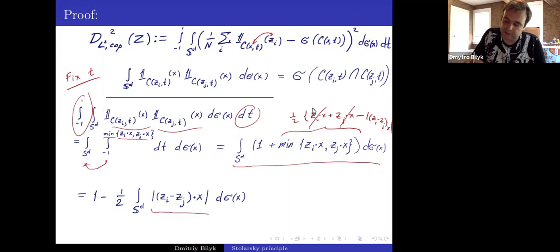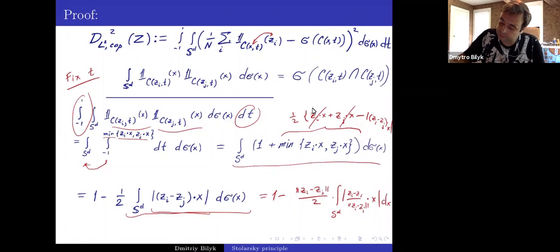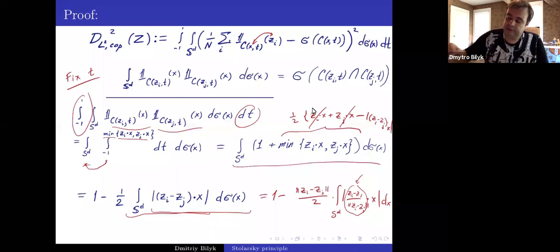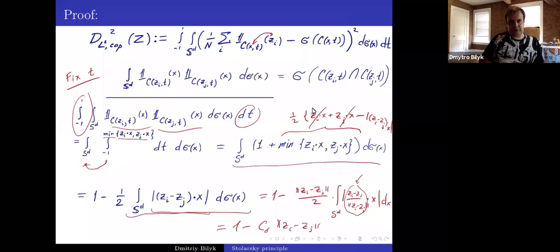And I claim that this only depends on the distance. This integral here only depends on the distance between zi and zj, because I can pull out the distance between zi and zj, and then I'm left with this integral where this here is some point on the surface of the sphere. And by rotational invariance, it doesn't matter which point that is. So here, all dependence on the zi and zj is gone, because I could really put any point here. So I get 1 minus the constant, and that's precisely the constant I described before, times the distance between zi and zj.